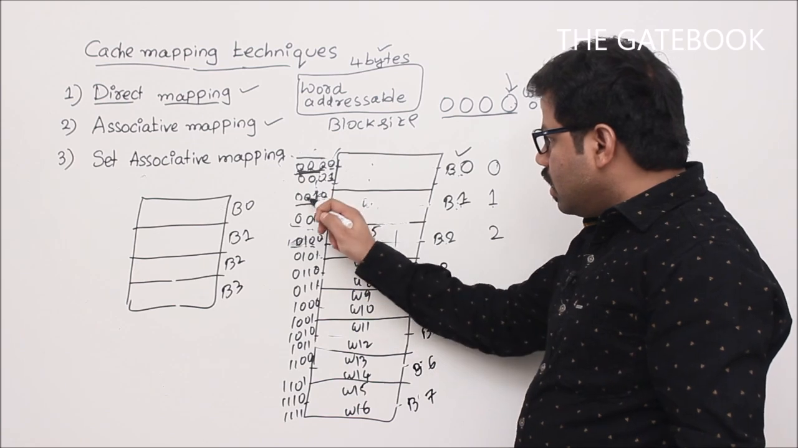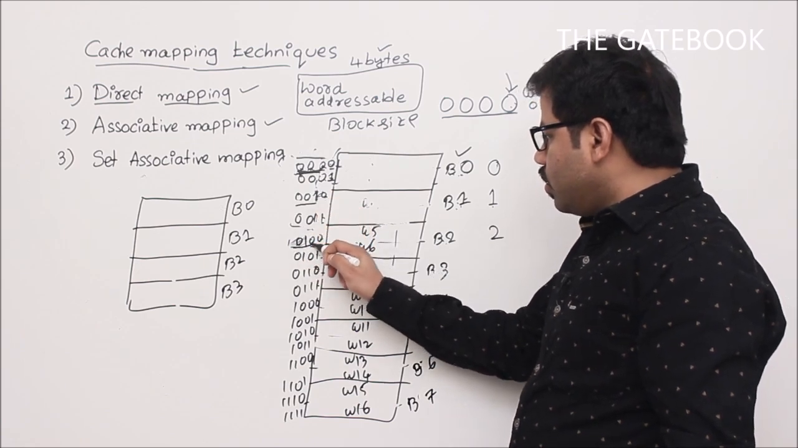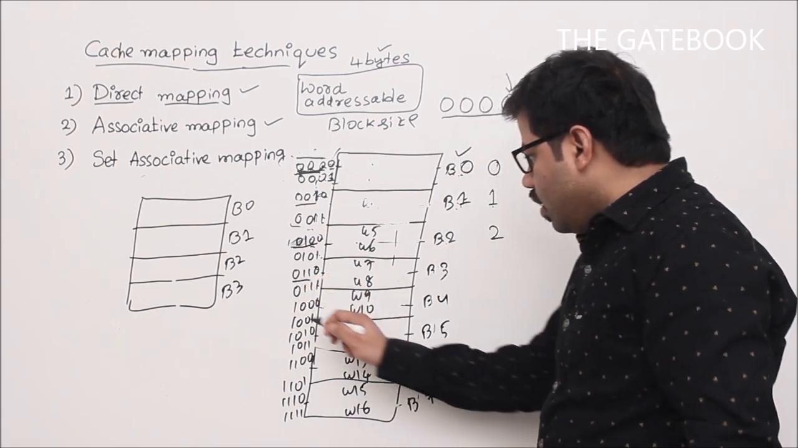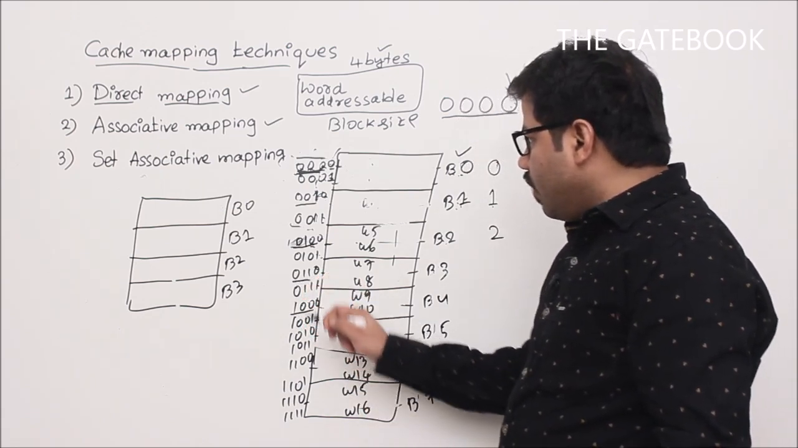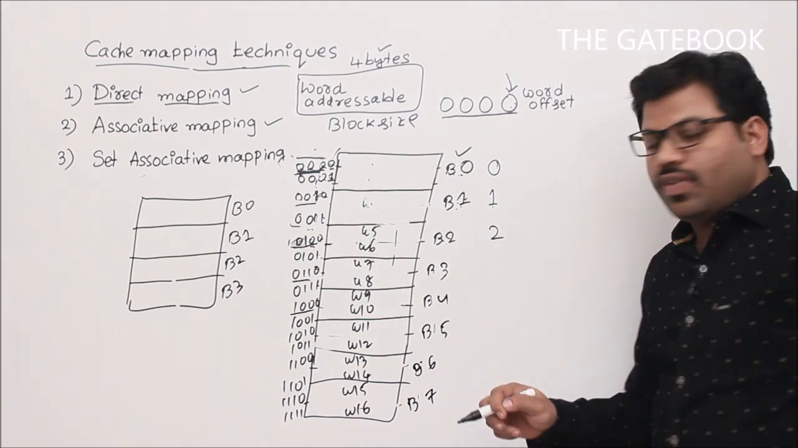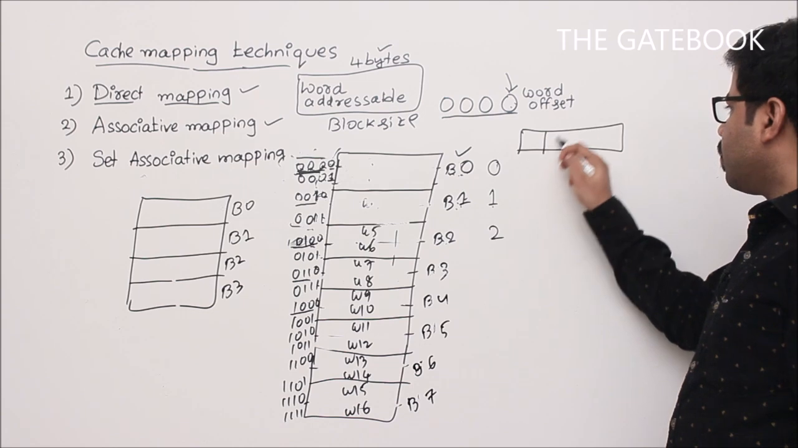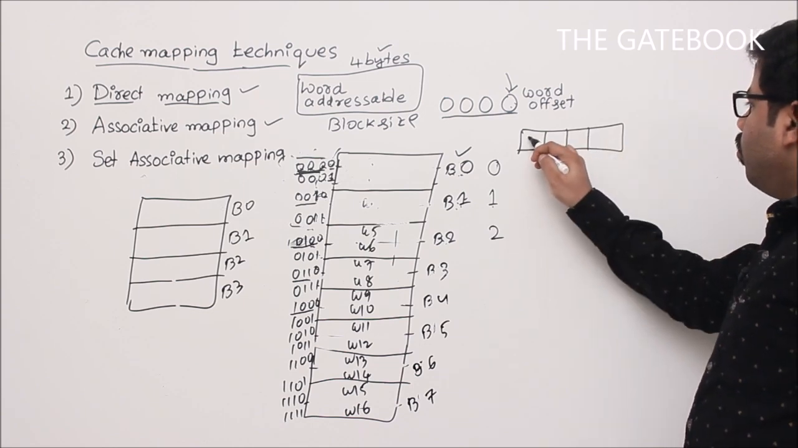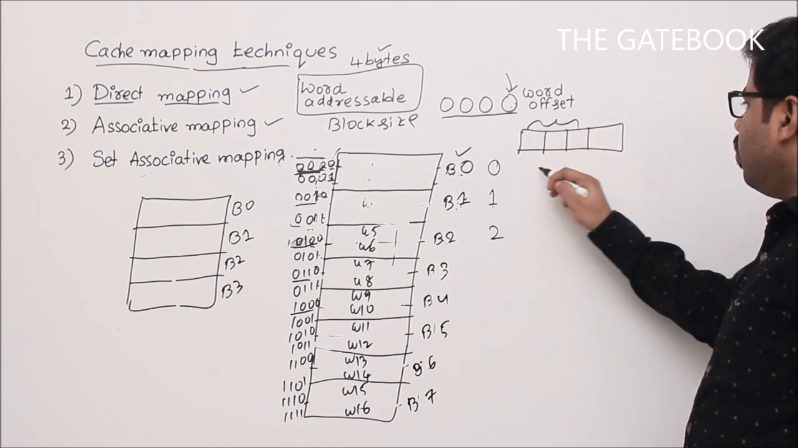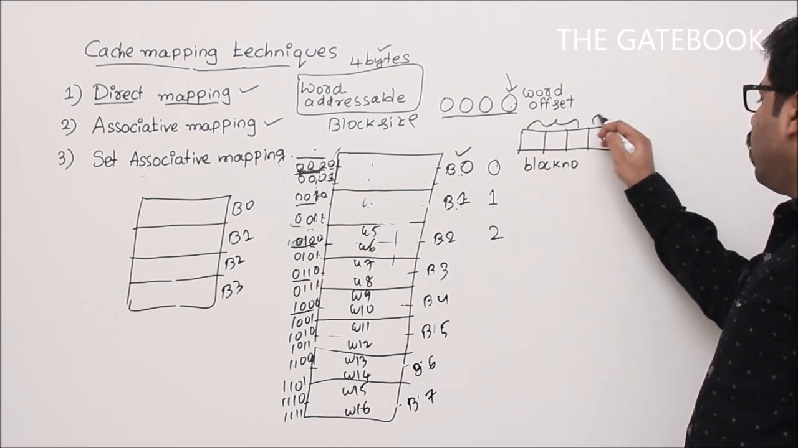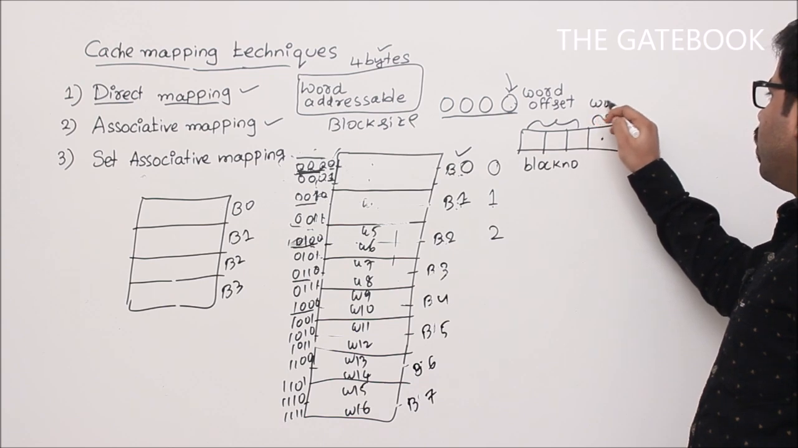See the 3 bits right here. 0 1 0, block number 2. 0 1 1, block number 3. 1 0 0, block number 4. In that way, the last 3 bits can be used for the block number. Now finally what we have realized is, in these 4 bits, these 3 bits we can use for the block number. This bit is going to represent the word number, right?